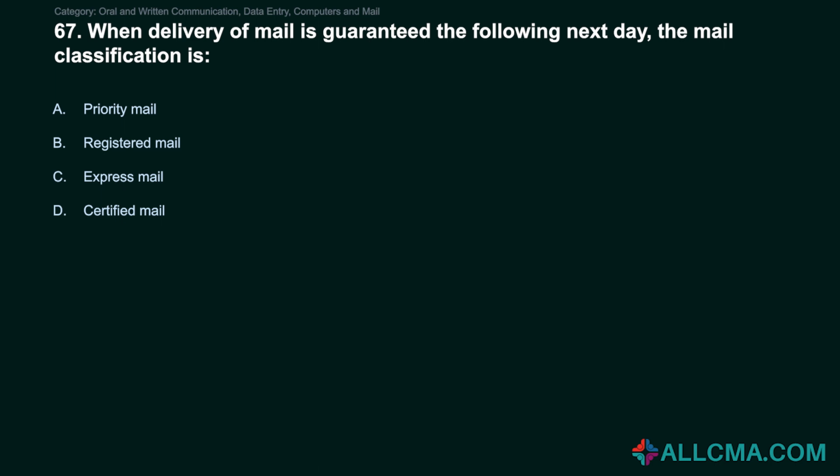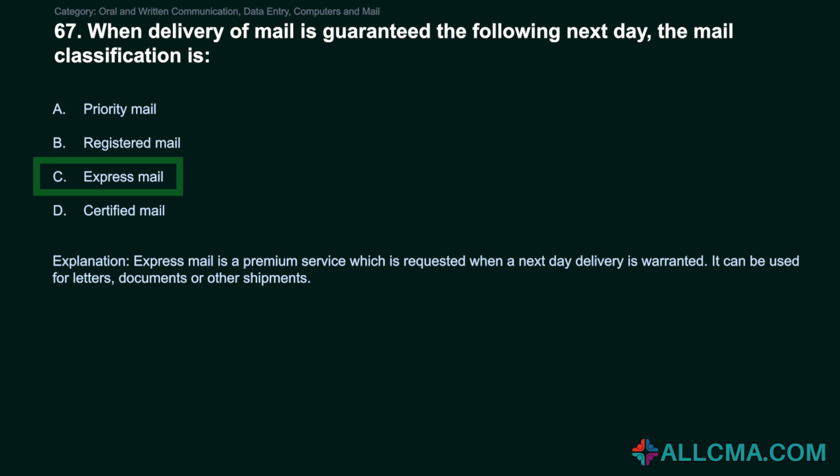67. When delivery of mail is guaranteed the following next day, the mail classification is A. Priority mail. B. Registered mail. C. Express mail. D. Certified mail. Correct answer, C. Express mail. Express mail is a premium service which is requested when a next-day delivery is warranted. It can be used for letters, documents, or other shipments.